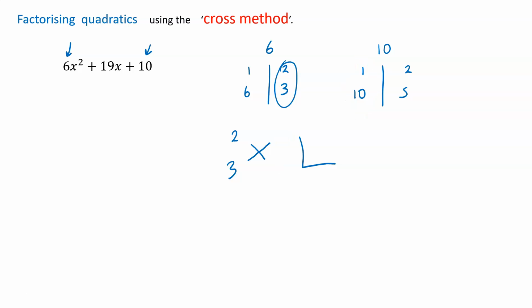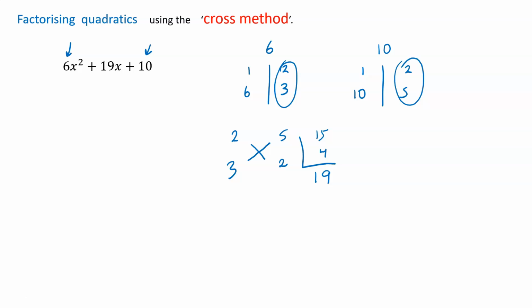So let's try 2 and 5 this time. 2 and 5. 3 times 2, 6. 2 times 5, 10. 16. No good. Let's try 5 and 2. 3 times 5, 15. 2 times 2 is 4. I add them, I get 19. And yay, because that is what we want.